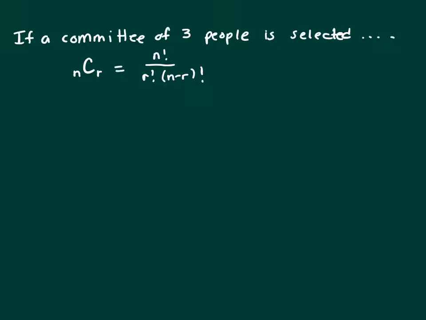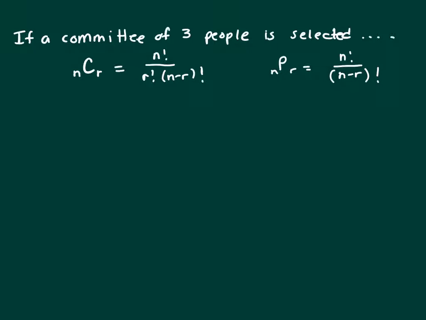It's a permutation if order matters. That means Billy, Sue, and Tom would be different than Tom, Susie, Billy. If order matters, you use a permutation. Permutation n choose r is just n factorial over n minus r factorial. This is going to be a lot larger number. 10 choose 2 for permutation is going to be a lot larger than combination 10 choose 2.